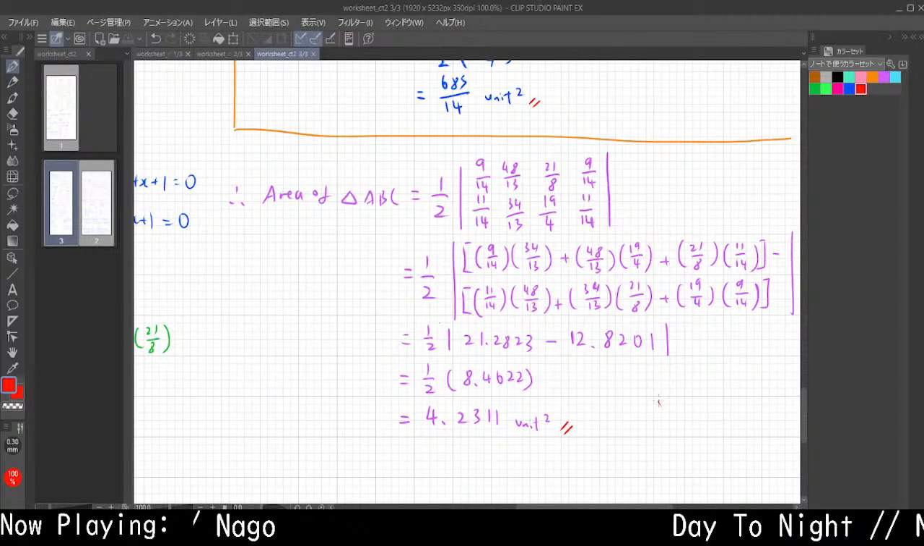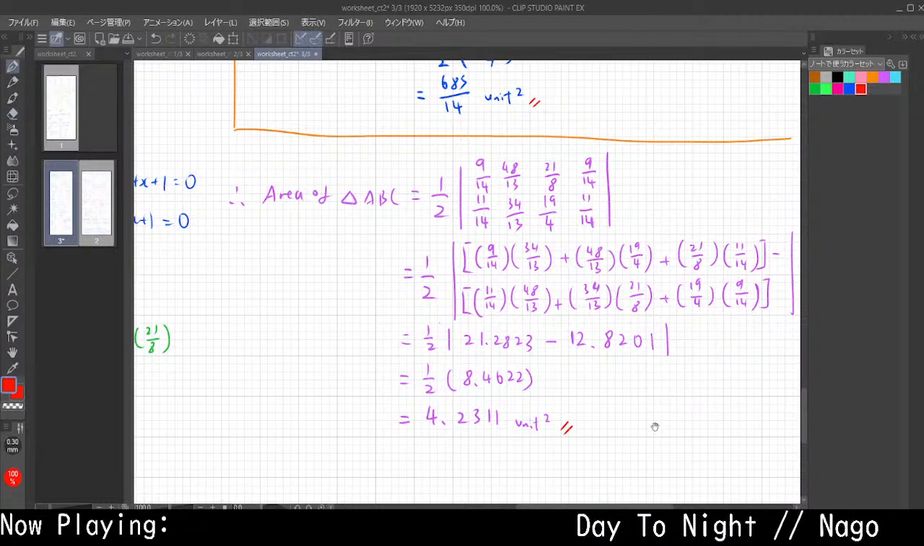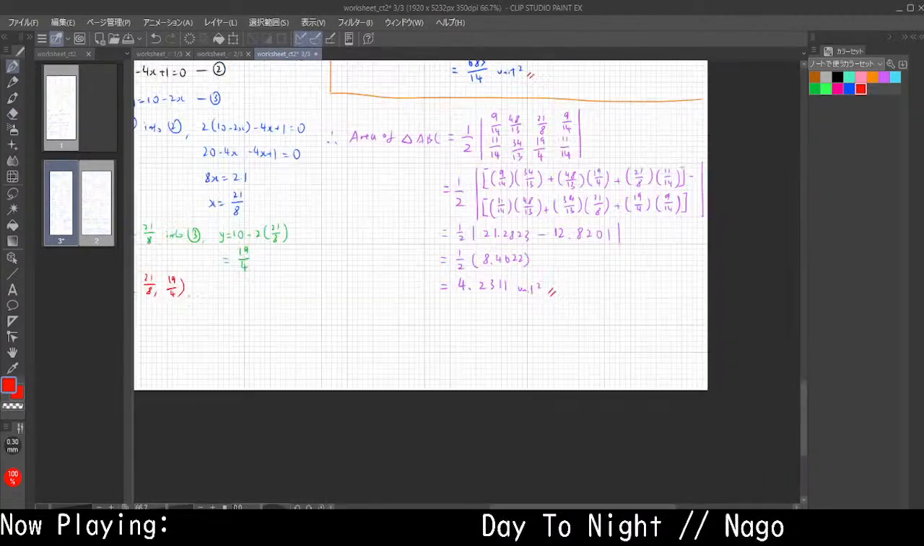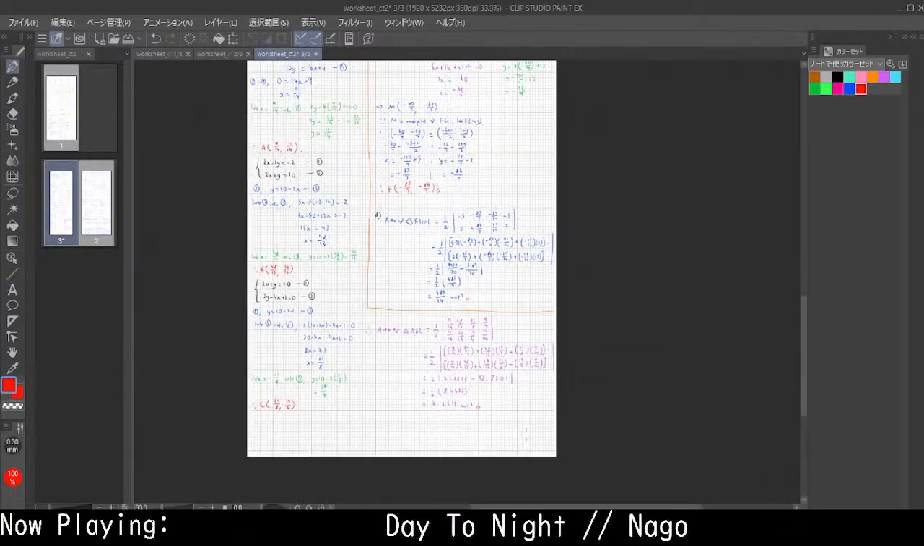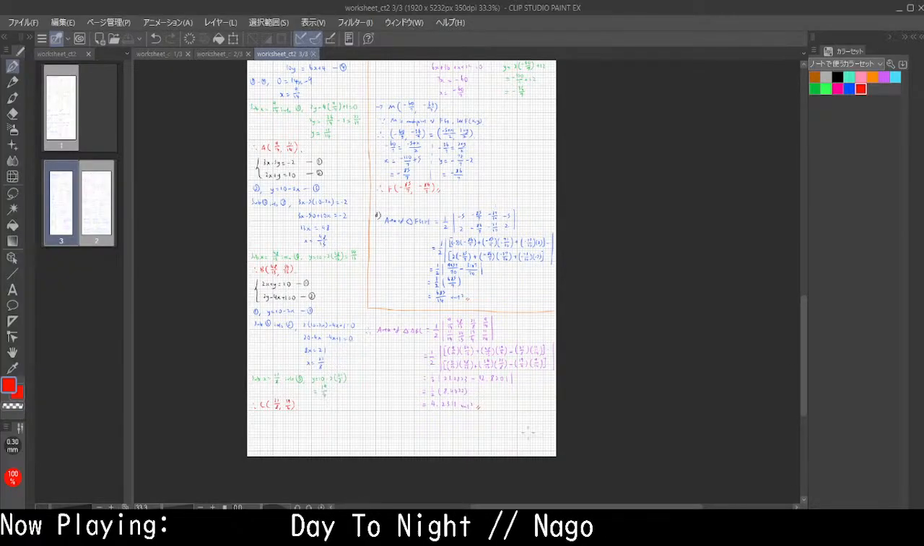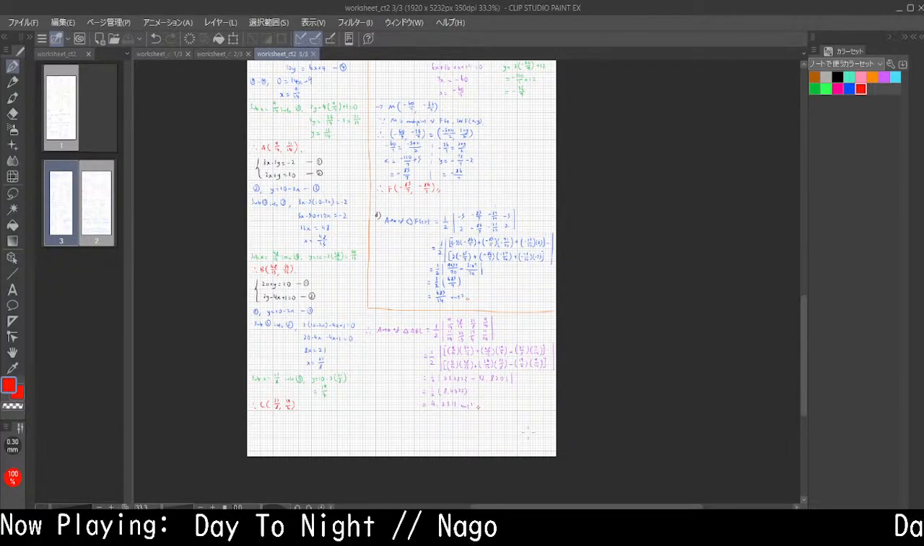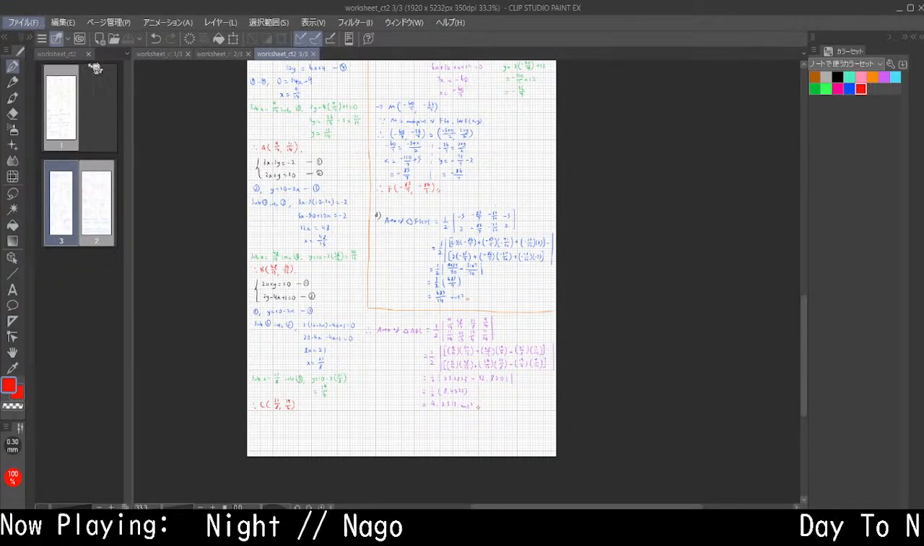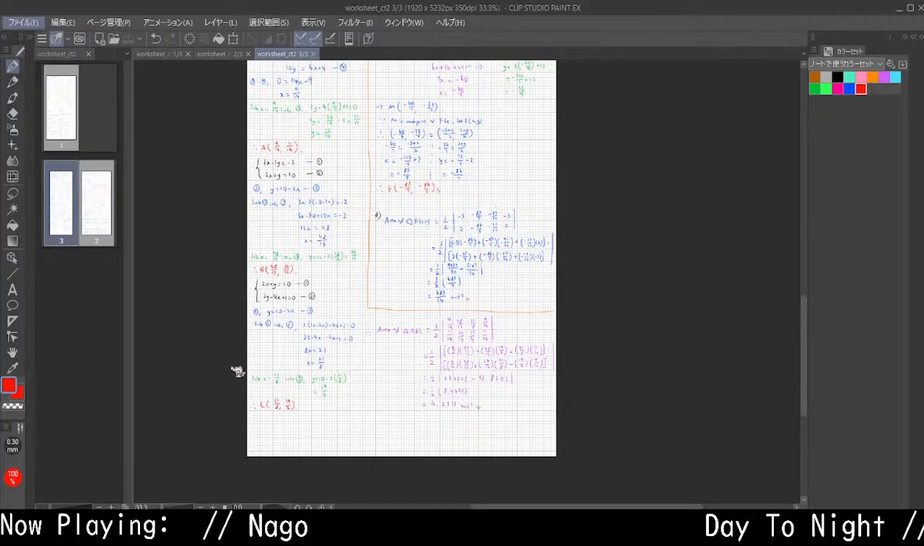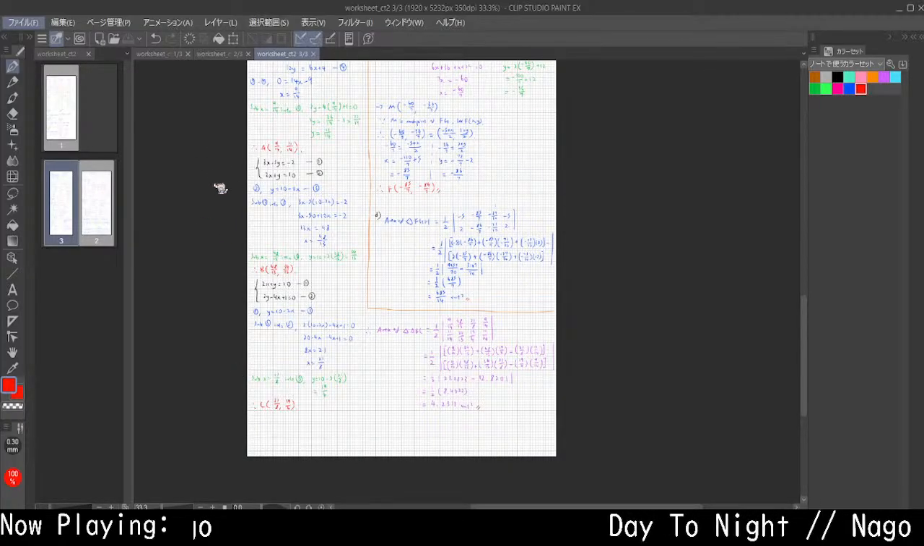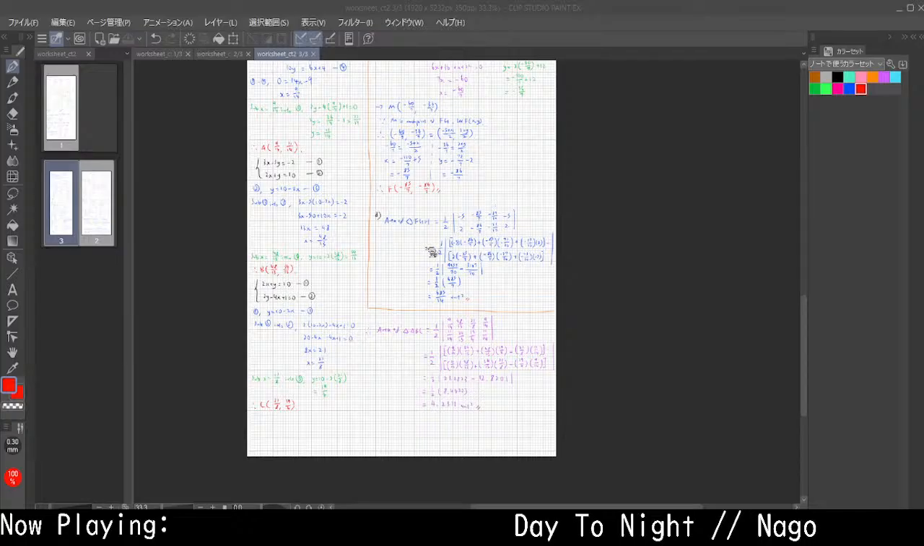So that is the end of the CT2 worksheet. Obviously, questions like number 34 are a bit more involved, but it's more like practice for the various skills. Yeah.